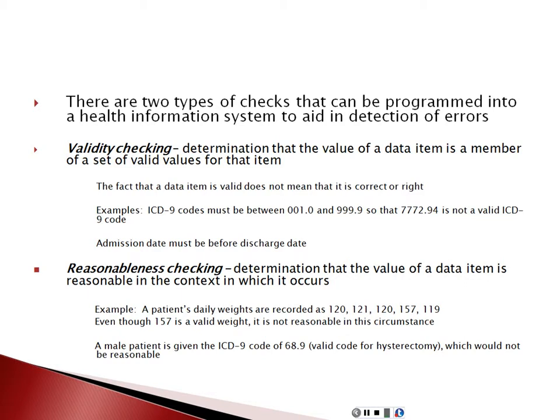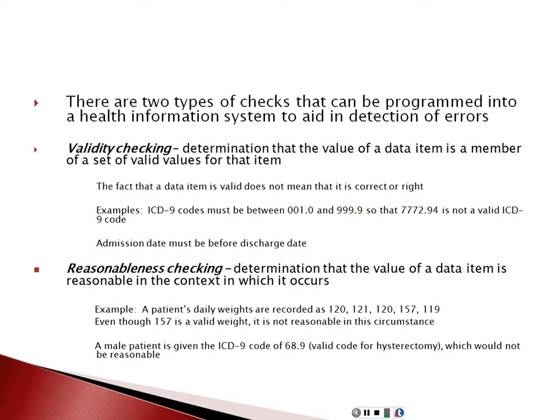Now, reasonableness checking goes a step further and determines that the value of a data item is reasonable in the context in which it occurs. To explain that, let's look at an example. A patient's daily weights are recorded in the record. The doctor wrote an order and said record the weight every day or every 24 hours. One day is 120, one day 121, the next day 120, and then the next day 157, and then the next day 119.